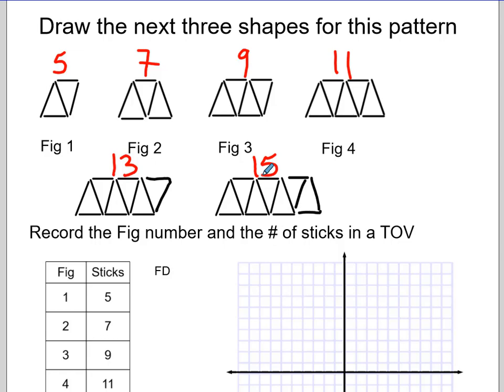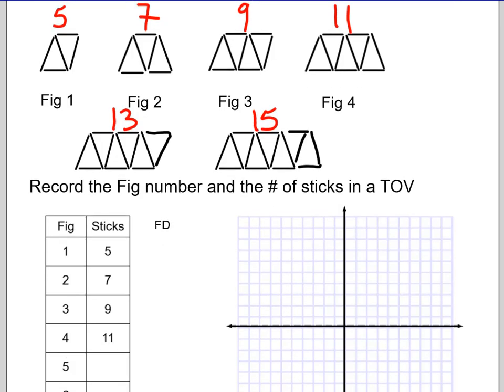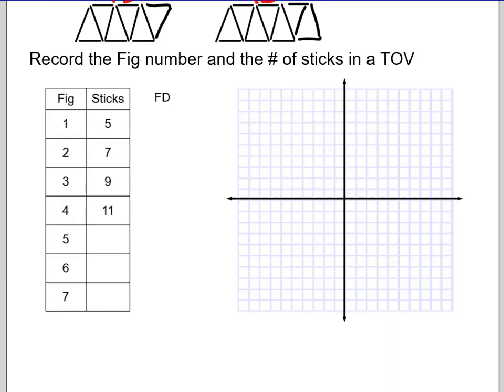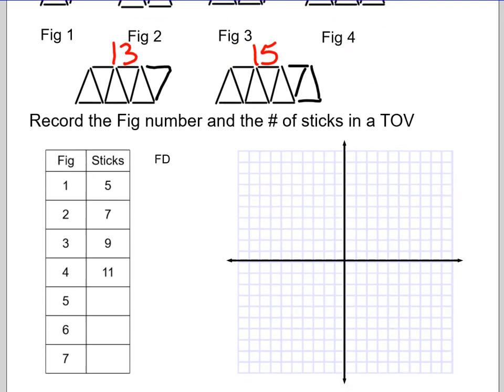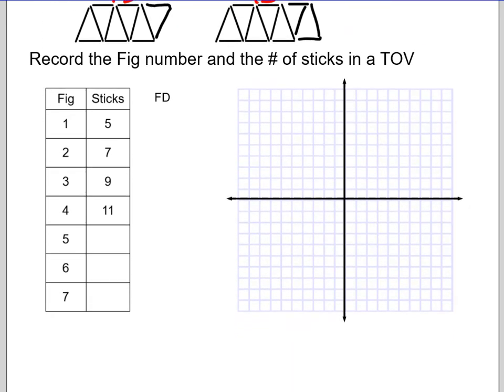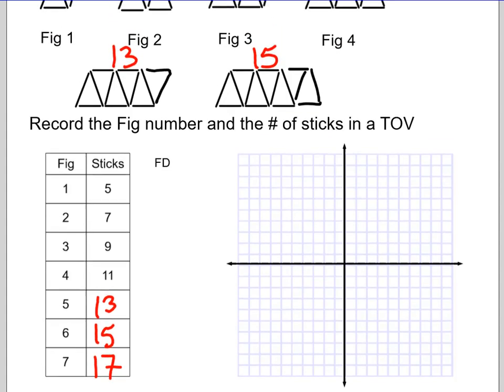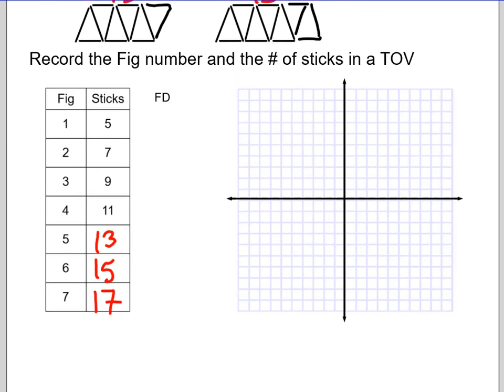So what we can use, and this is where some efficiencies start to show up, is a table of values, and we can record all that information. So there's my first 4. We've already figured out 2 of the next ones, so this would be 13, 15, and 17. So if we look up here, we had 13 and 15 for those 2 shapes, and now I've filled in the rest of the table.